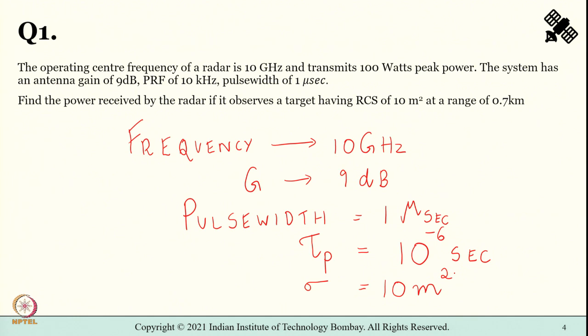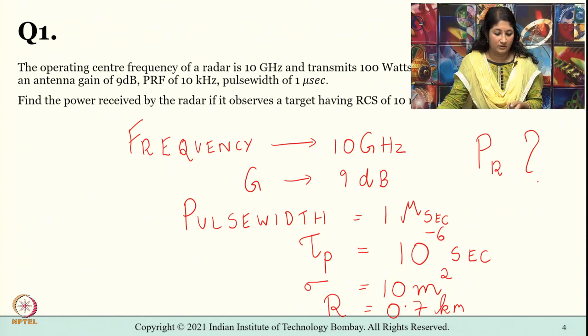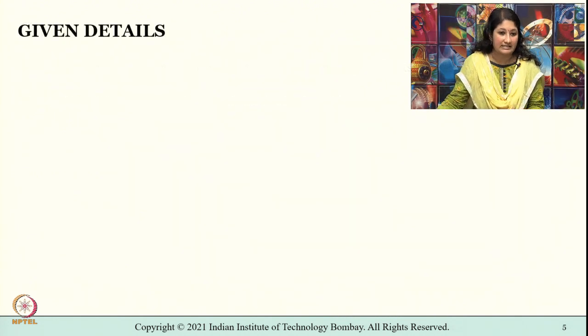What else is given? The range R is given as 0.7 kilometers. Those are the given details, and the question is, what is the power received? Now, is the wavelength given somewhere? No, right? But the frequency is given.